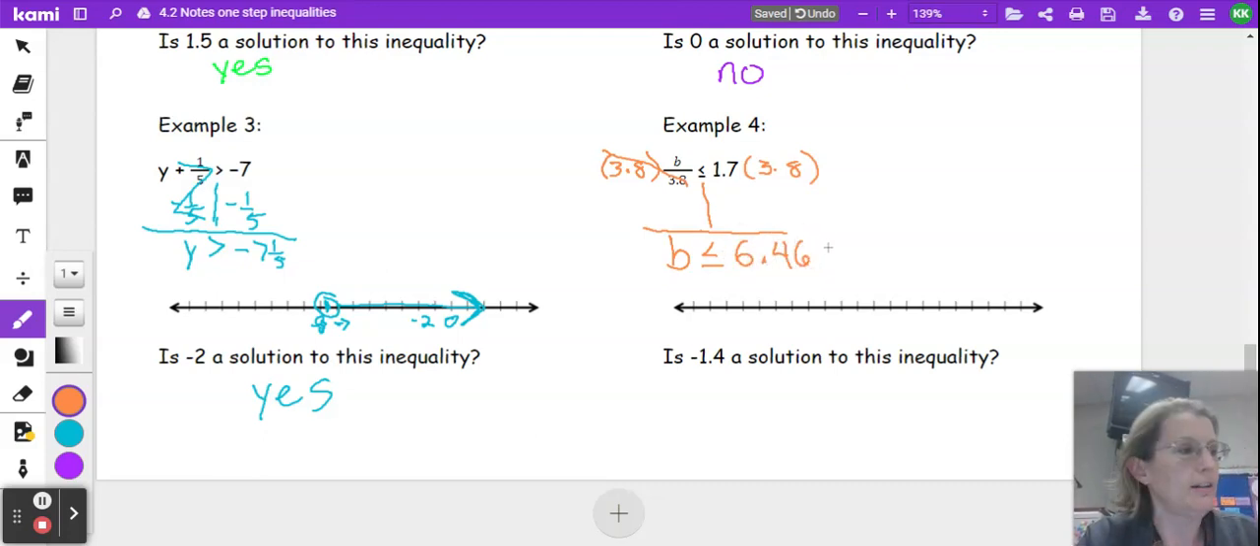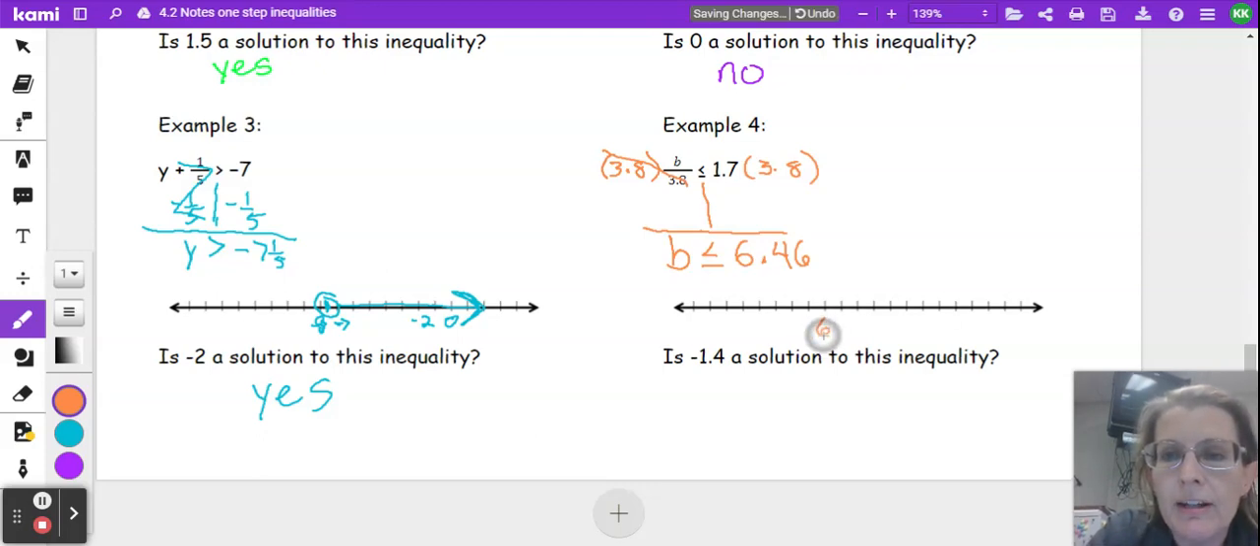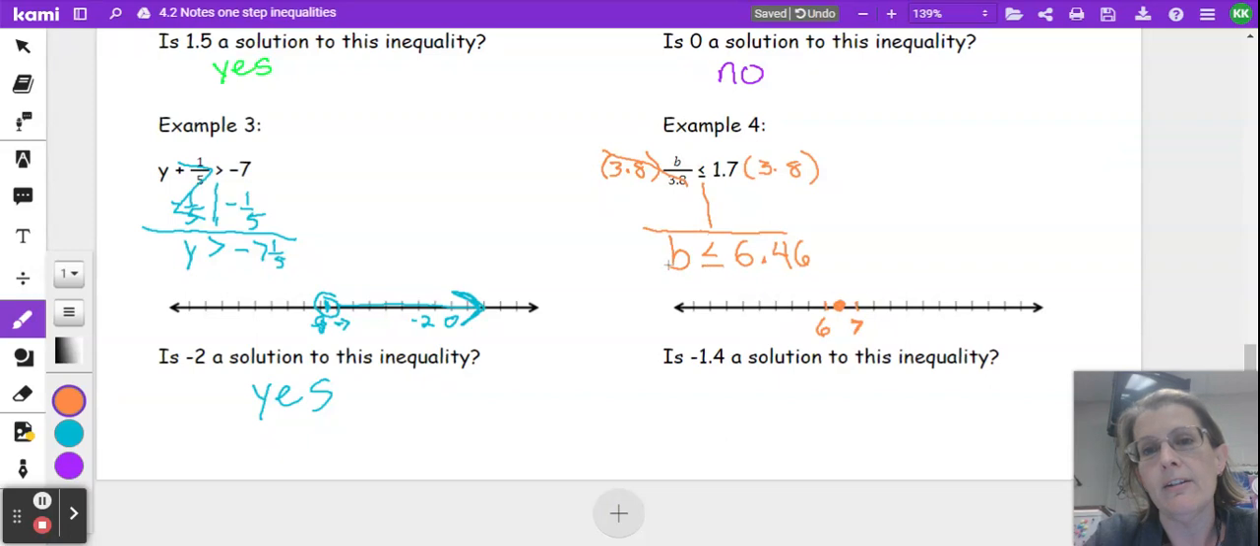6.46. I'm just double checking. Yep, 6.46. So on my graph, I could have 6 be right here. I can have 7. I'm going to go ahead and go a little bit further. So 6, 7. So 6.46 is about halfway between 6 and 7. And it is a closed circle this time because we have the line underneath it. And B is less than, so B is not being eaten. The number is being eaten, so B has to be smaller.